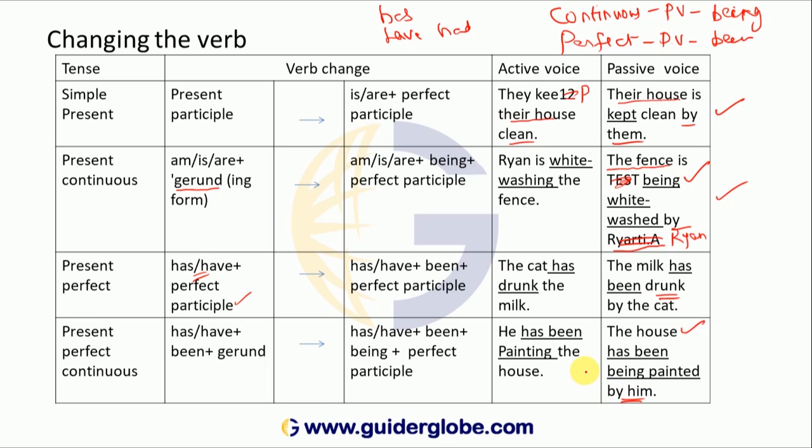It has come. Present perfect. Okay. Has been. Perfect. What we have to do? I told you, been is added. Apart from that, here continuous is there. What do you have to do? This is the combination of these two. Has been, being, has been, being painted by him.